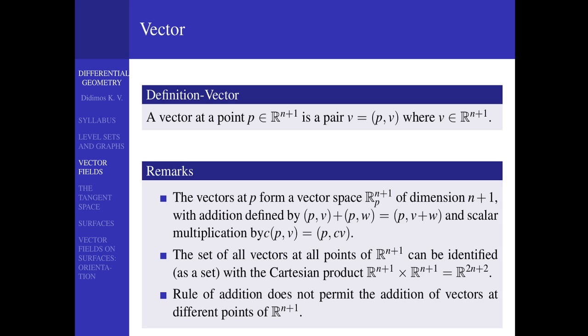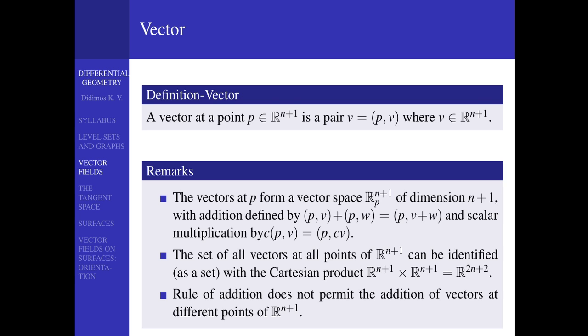The set of all vectors at all points of R^(n+1) can be identified as a set with the Cartesian product R^(n+1) × R^(n+1). At any point of R^(n+1) we can define a vector. So the set of all vectors at all points is denoted by R^(n+1) × R^(n+1).